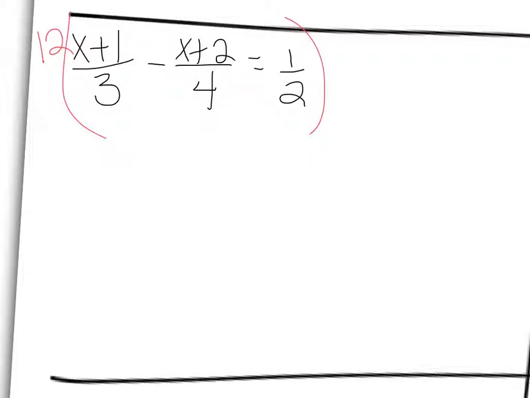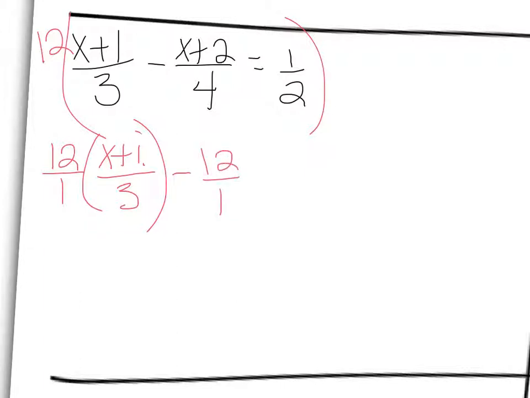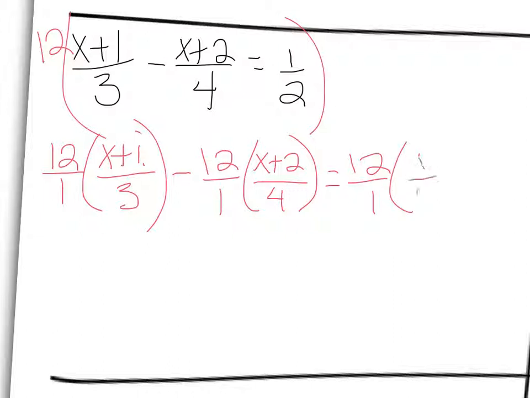I'm going to take each individual piece and multiply it by 12. I am really going to recommend don't skip steps. Make sure you're writing this step out. So I have 12 over 1 times x plus 1 over 3. Then I'm going to subtract 12 over 1 times x plus 2 over 4. And on the right hand side, I have 12 over 1 times 1 over 2.